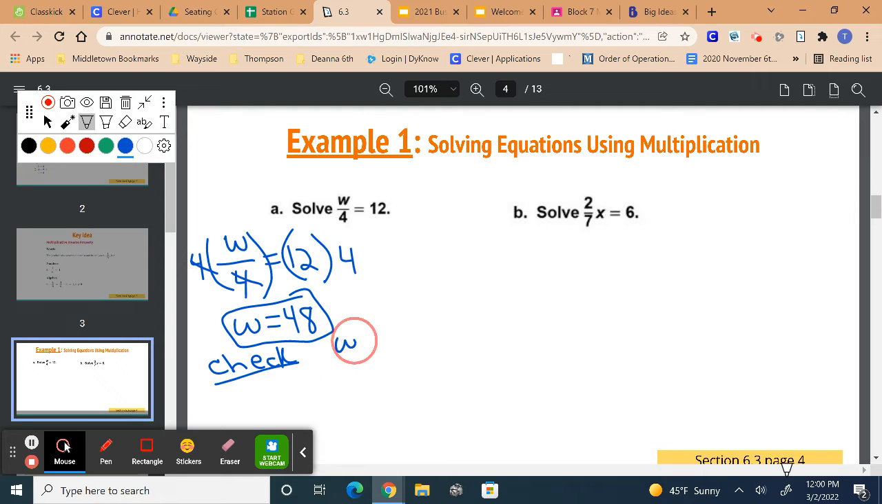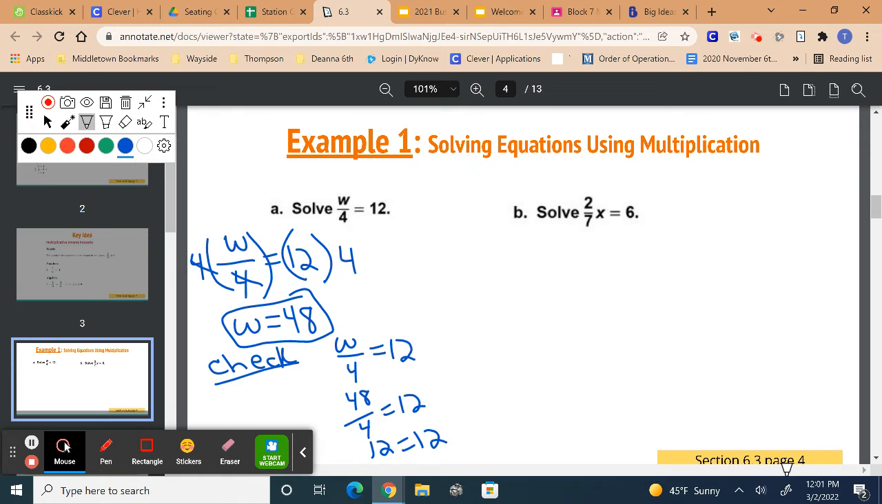All right, so W over 4 equals 12. What am I substituting my W for? Ashlyn? Yeah, so I'm going to write 48 over 4 equals 12. All right, what's 48 divided by 4? Everybody. And then 12 equals 12, so is this true? Yes. So what does that tell me about W equals 48? It's the solution. Very good. Okay. Is everybody good with A?